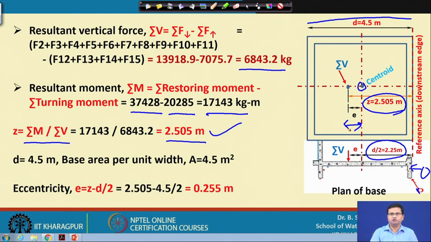All these resultant vertical forces are acting at this location. So, this eccentricity is estimated as here in this figure: this whole distance is z, this is d by 2. So, E will be equal to z minus d by 2. We have estimated z as 2.505 and d is equal to 4.5. So, we are getting 0.255 meter. So, that is my eccentricity.